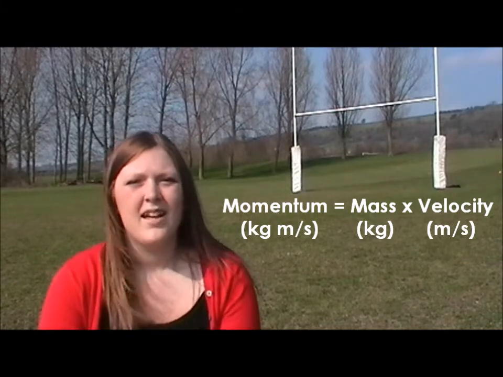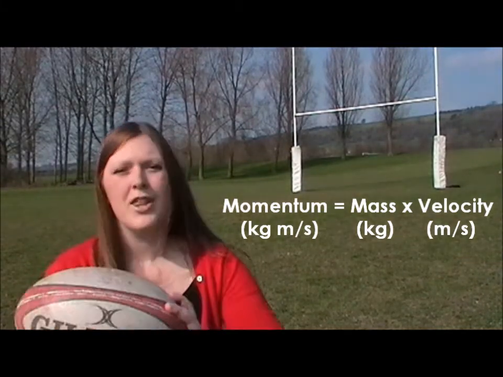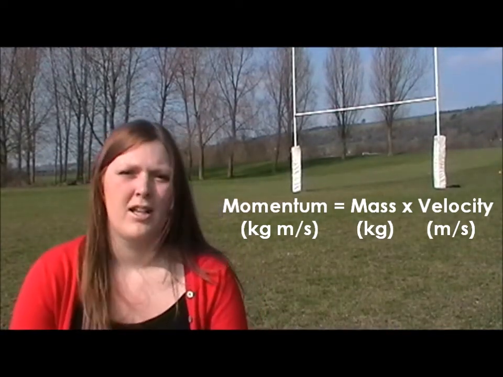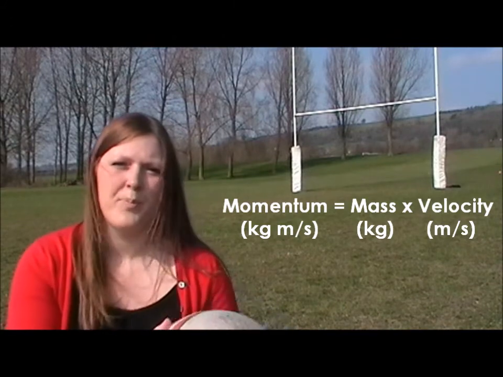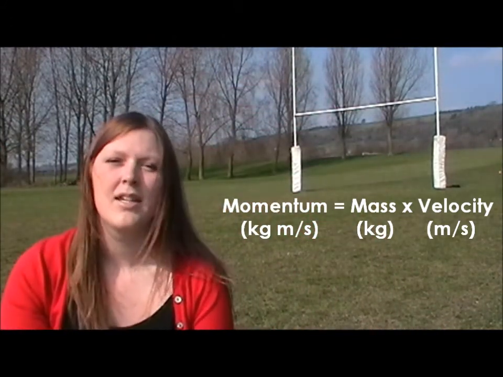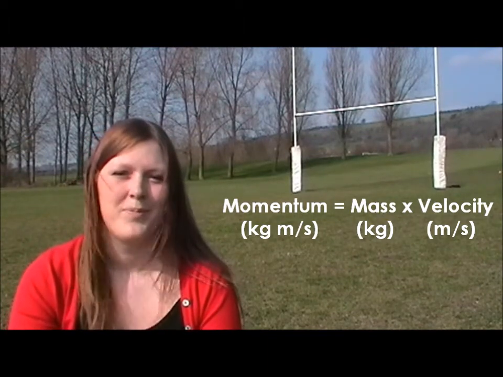Okay, so let's investigate that equation a little bit further and use our rugby ball as an example. Now if I throw this with a low velocity, so a low speed, its momentum is going to be fairly low, which means this is going to be easy to stop. If I throw this with a high velocity, so a high speed, its momentum is going to be higher and therefore it's going to be more difficult to stop.